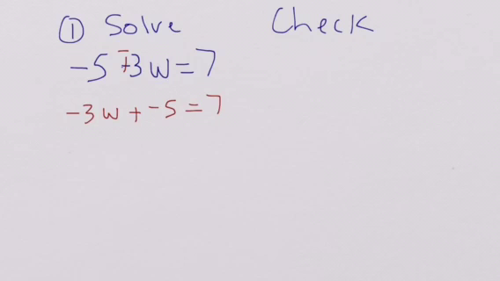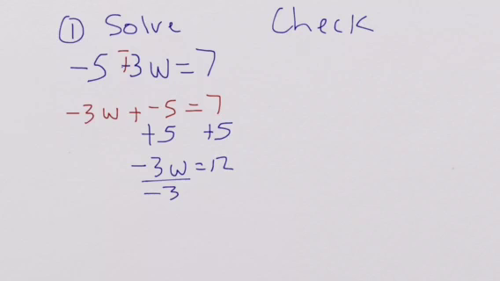Is the variable on the left? He is. Is he first? He is. Is he alone? He's not. So we're going to go ahead and zero pair out the 5. Negative 3w is equal to 12. Divide by negative 3, divide by negative 3. W is equal to negative 4.